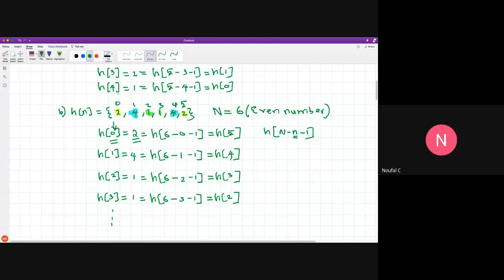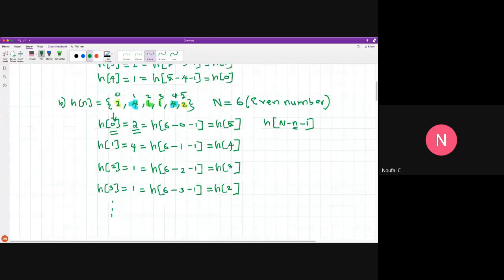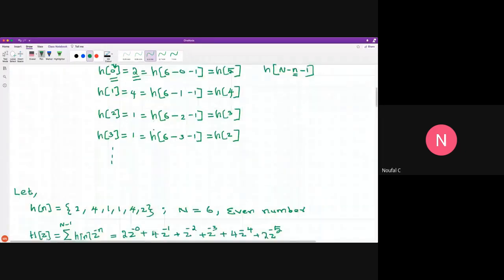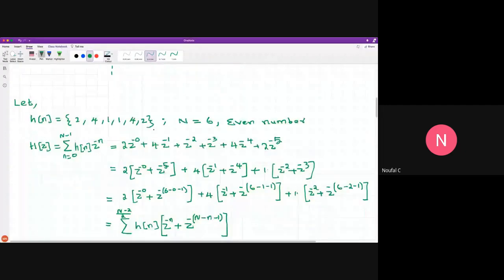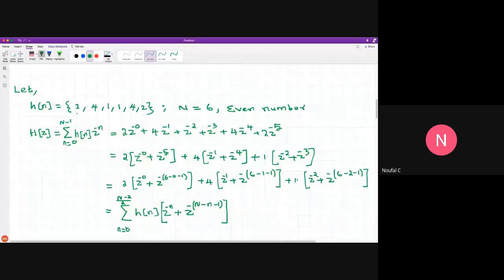Keeping that in mind, let's move to the realization by taking an example. Let me consider h of n equal to 2, 4, 1, 1, 4, 2, the same one that we had considered in the previous example, where the value of n is equal to 6, which is an even number.